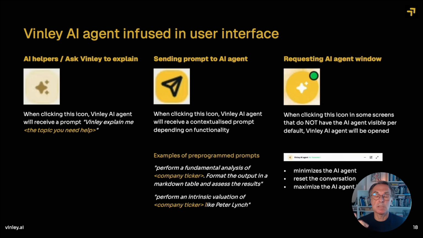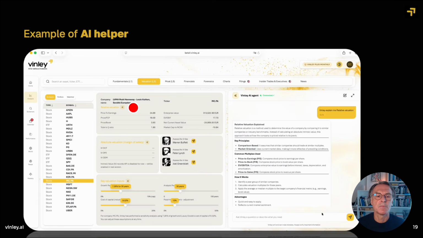You can minimize it, you can maximize it to have the full screen. So play with it and provide us feedback. That will be, of course, very appreciated. But we thought that in some screens it does make sense that we have the AI agent visible all the time. So you're going to see this when you're using the interface.